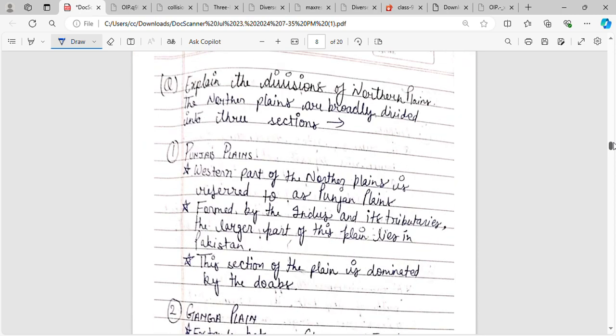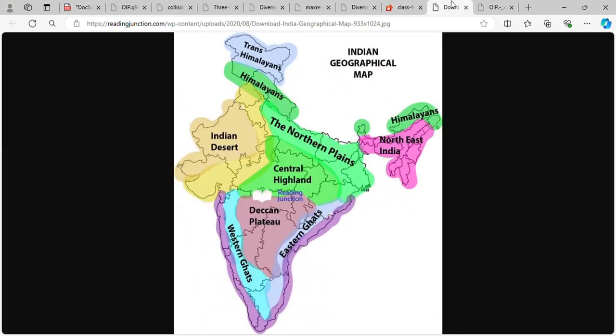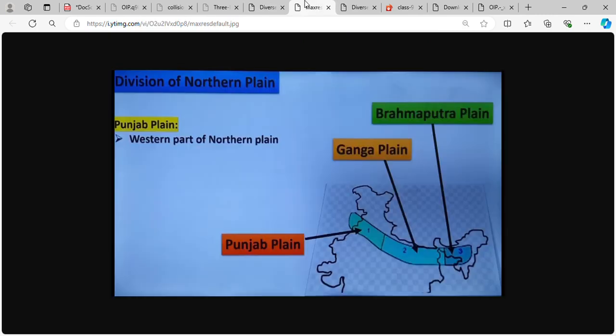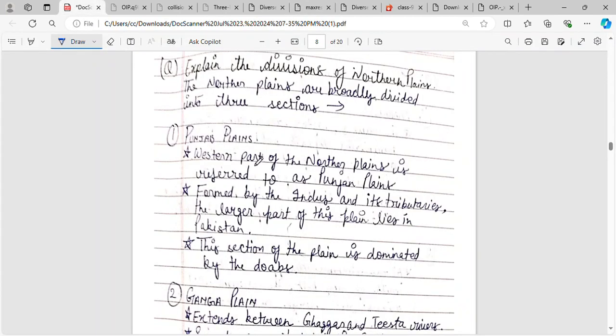Okay, then explain the divisions of the northern plains. The northern plains are broadly divided into three sections. See here, the divisions of the northern plain. You can see this area is the Punjab plain, then this second area is the Ganga plain, and this one is the Brahmaputra plain. So first is the Punjab Plains.